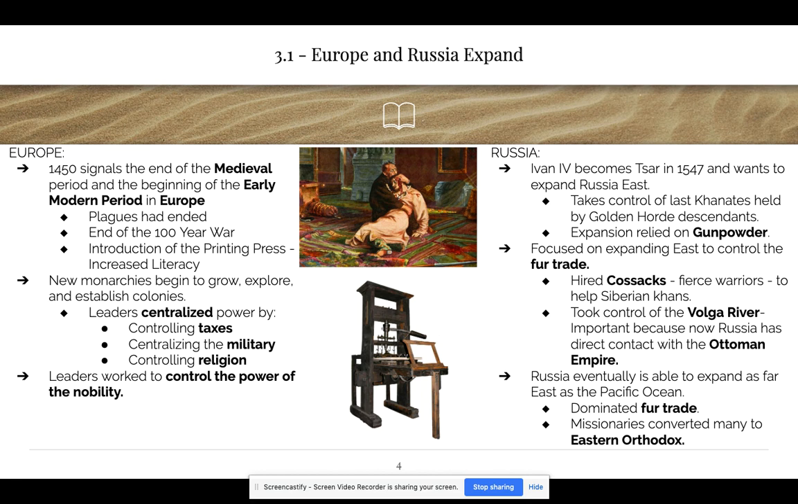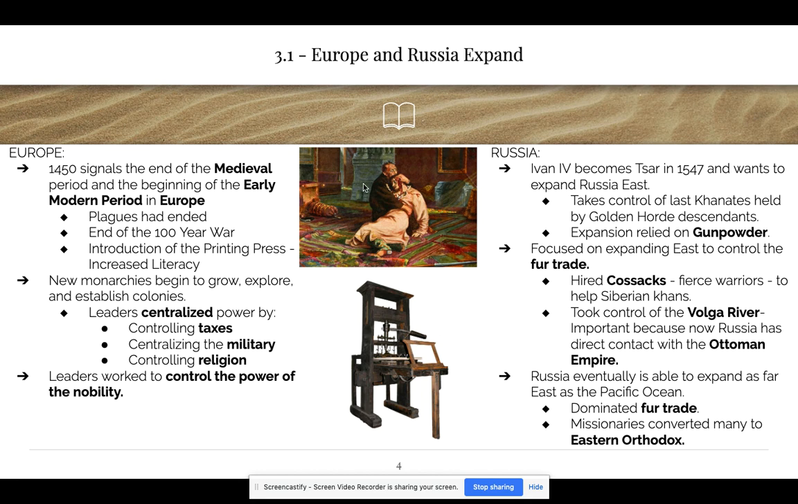In Russia, Ivan IV becomes Tsar. He's Ivan the Terrible, and he wants to expand Russia eastward. He also wants to sort of solve the problem, is Russia more east or west? He takes control of the last Khanates that were held by descendants of the Golden Horde through the use of gunpowder. He also kills his son in a fit of rage. We see that painting here in the middle.